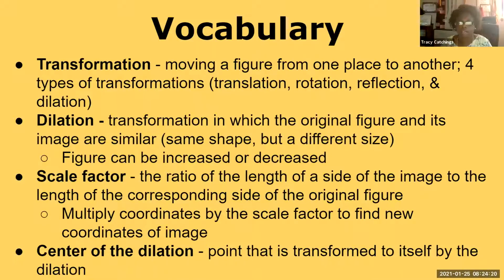So today we're going to learn about dilation. Dilation is that 4th kind of transformation. It's the one where we're not always going to get congruent figures. We'll get similar figures, and those are figures that have the same shape. However, it's going to be a different size. And a dilated figure can be increased or decreased.